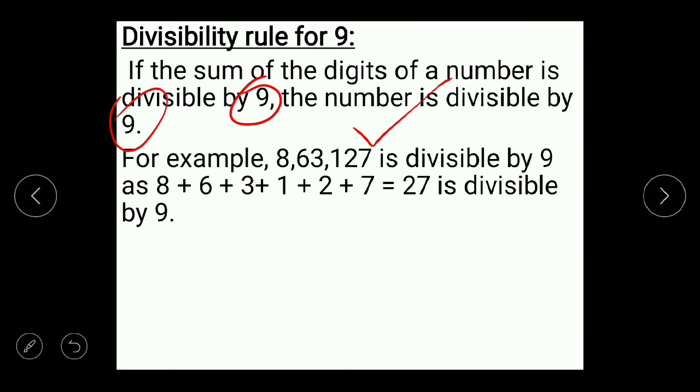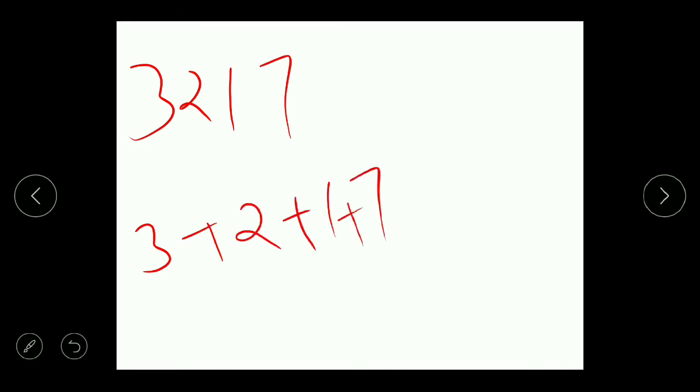Okay, so if the sum of the digits of a number is divisible by 9, then the given number is also divisible by 9. For example, 3217. So let's take this sum. What is the sum? 3 plus 2 plus 1 plus 7. Okay, so 3 plus 2 equal to 5, 5 plus 1 equal to 6, 6 plus 7 equal to 13. So 13 is not divisible by 9. Okay, so it is not divisible by 9, therefore this number is also not divisible by 9.